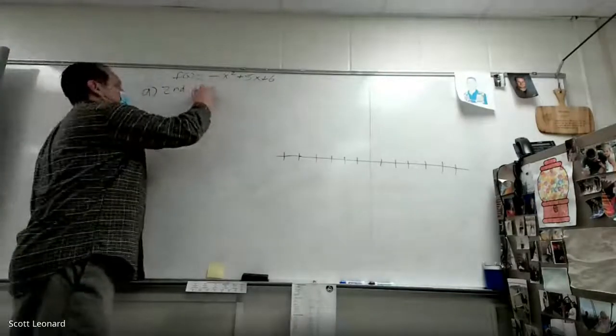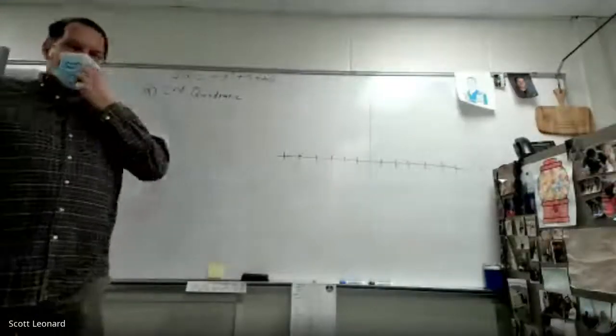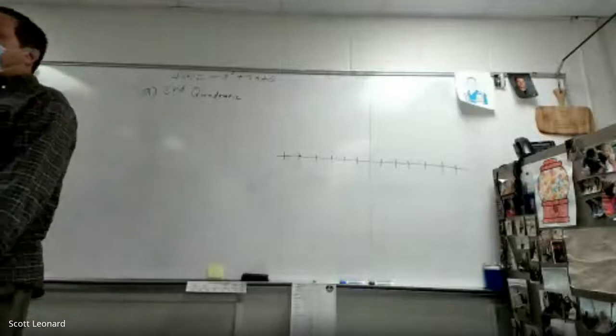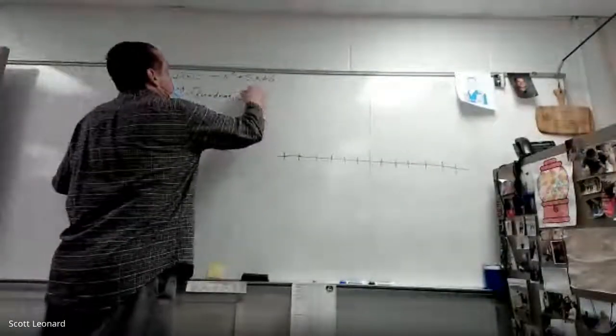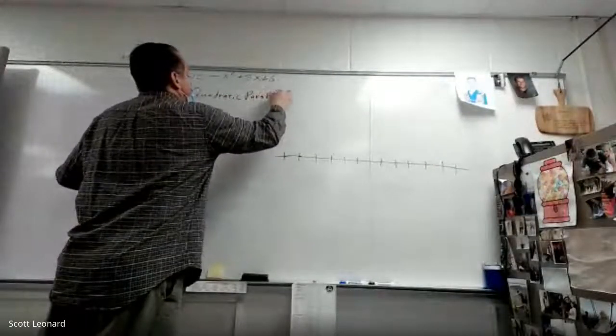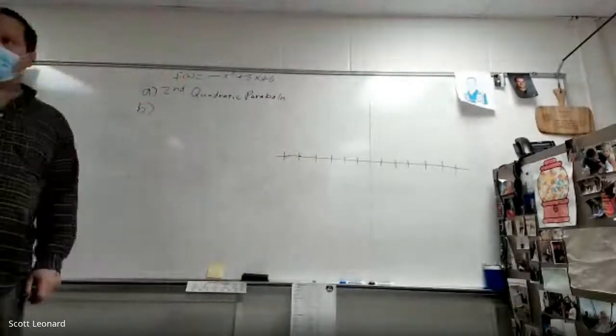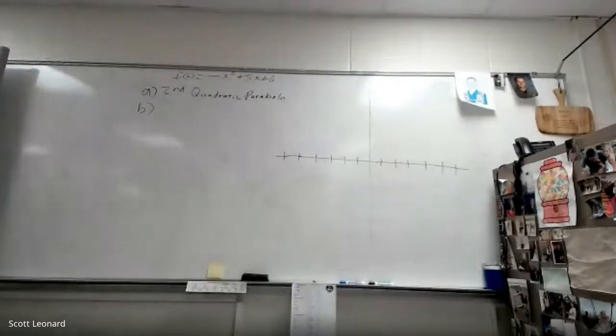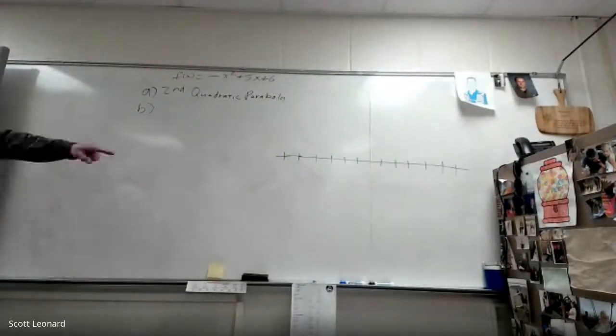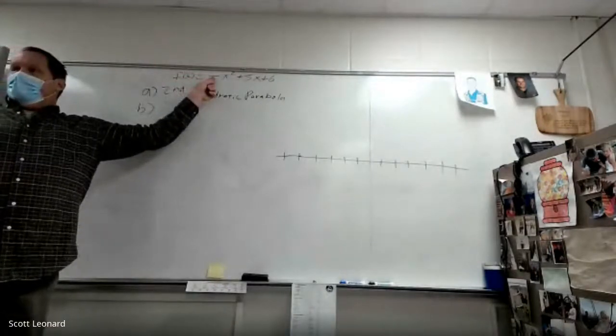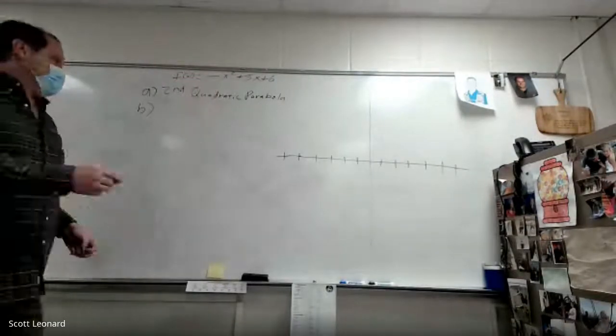You should already have these all written down for all 6 problems. What shape will it graph? Parabola. Okay, B. Which way will it open? It's going to open down. Why is that? Negative x squared. Going to go down.